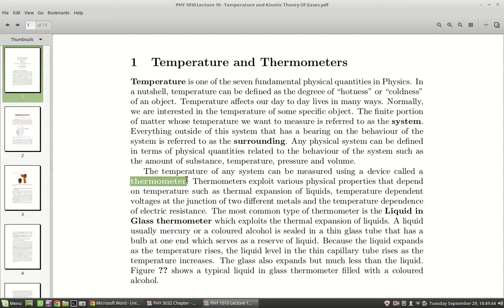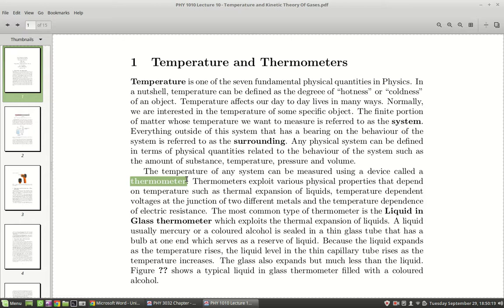And you can also have another kind of thermometer which is known as a resistance thermometer. A resistance thermometer uses the fact that the resistance of a conductor is going to increase as the temperature increases, almost linearly. Okay, so in a nutshell, regardless of whichever way a thermometer works, if you want to measure the temperature of a particular object or system, you need a thermometer of one form or the other.